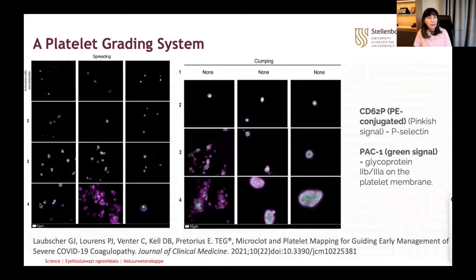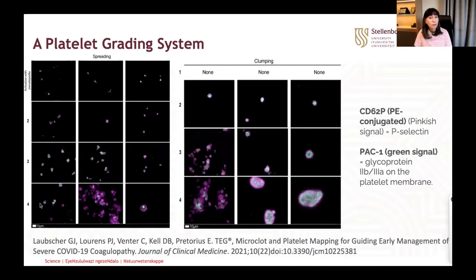In our experiments, hematocrit samples were exposed to two fluorescent platelet markers. CD62P, which is a pinkish signal, is the marker for P-selectin, which is either inside platelets on the membranes, or can be found shed from platelets as a soluble marker, P-selectin. We also used PAC1, which is the green signal that identifies platelets through the marking of the glycoprotein 2B3A, which are on the platelet membranes.